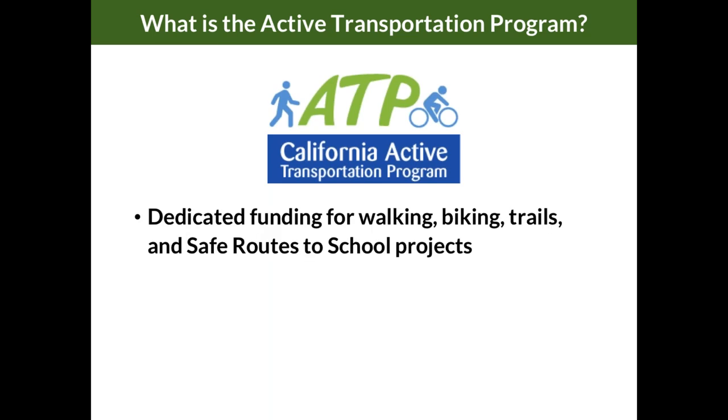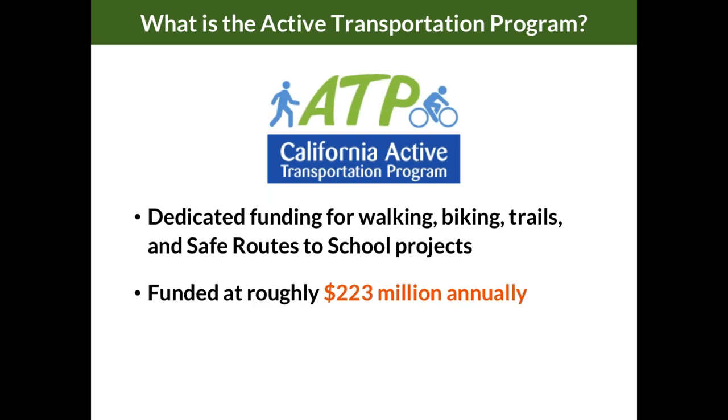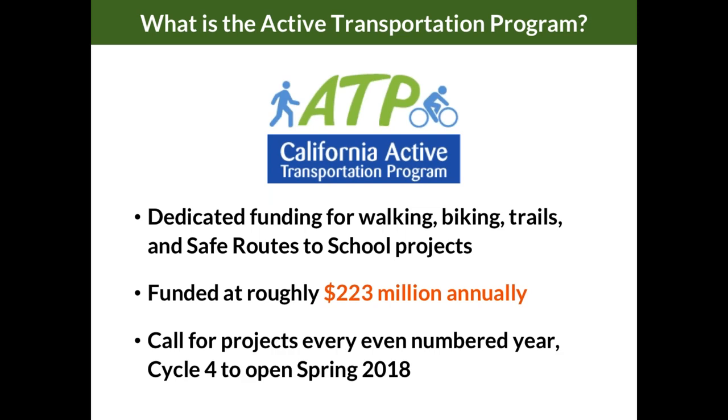So the Active Transportation Program is California's sole source of dedicated funding for investments in walking, biking, trails, and safe routes to school programs. Currently, it's funded at roughly $223 million annually. And the call for projects happens every even-numbered year with this current round of funding, otherwise known as a cycle of funding. Cycle 4 is slated to open this spring.